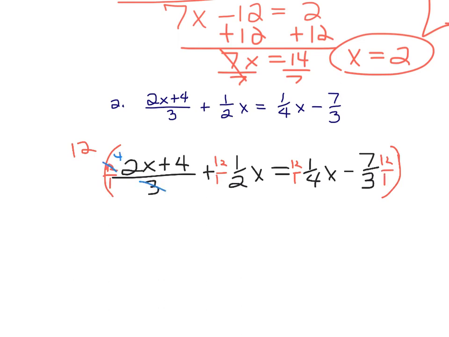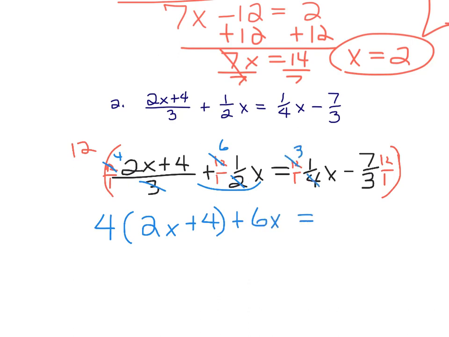Now, to make it easier, just simplify. Make this a 4. So then now what I'm going to have to do here is 4 times 2x plus 4. Then this term, simplify, and it turns into a plus 6x. And then here, turns into a 3x. And then finally at the end, this is going to simplify, and 4 times 7 is 28. So now I've cleared all the fractions.